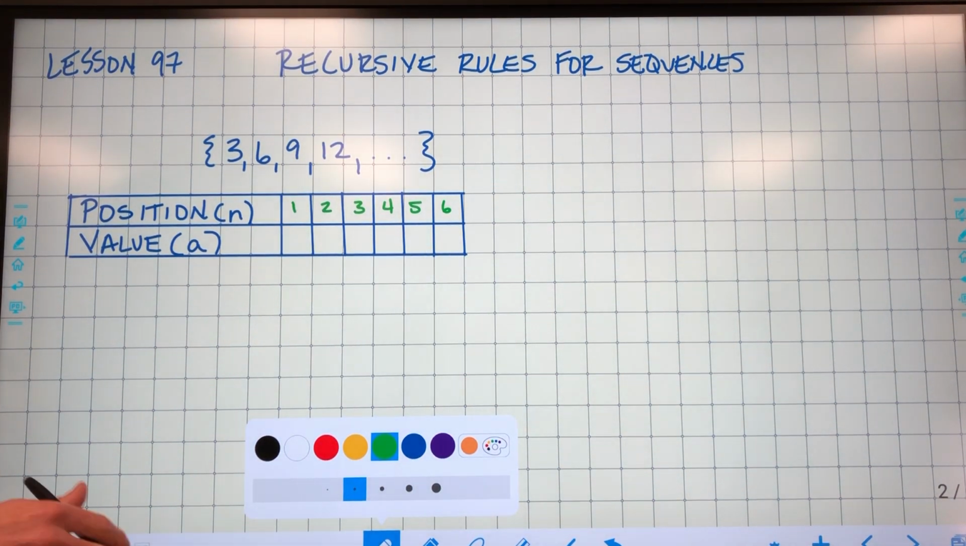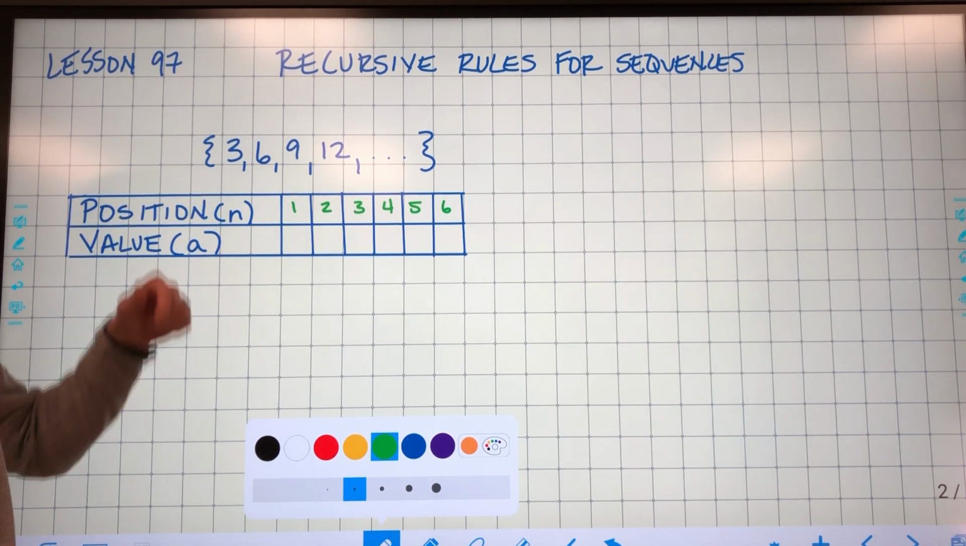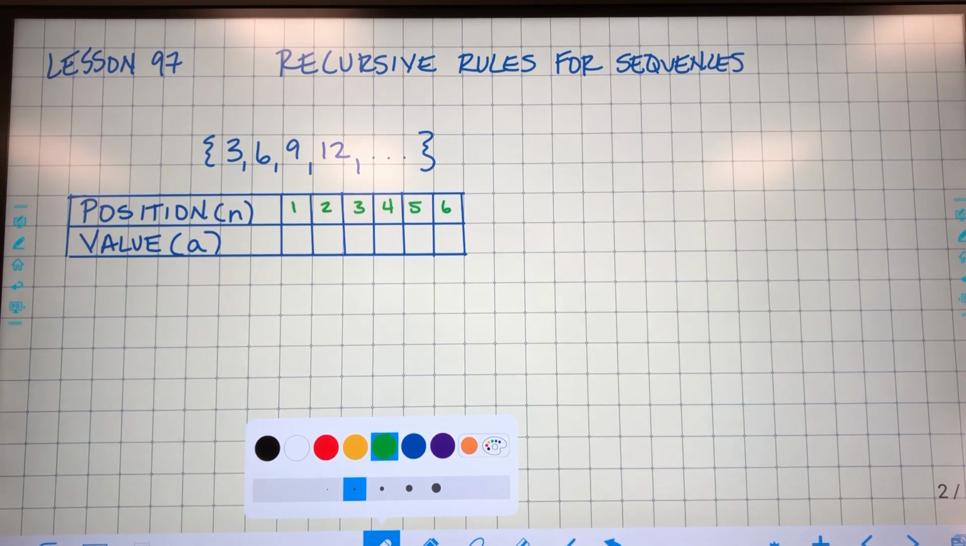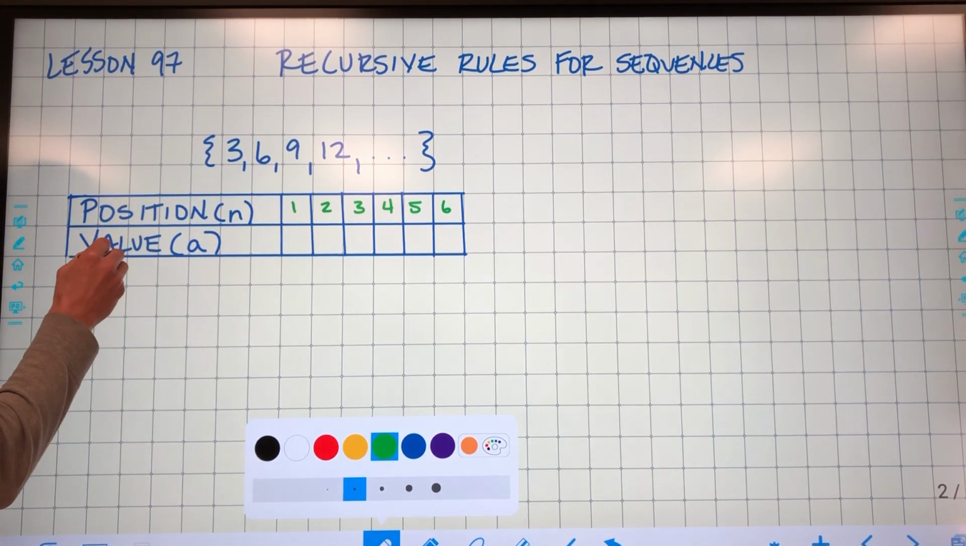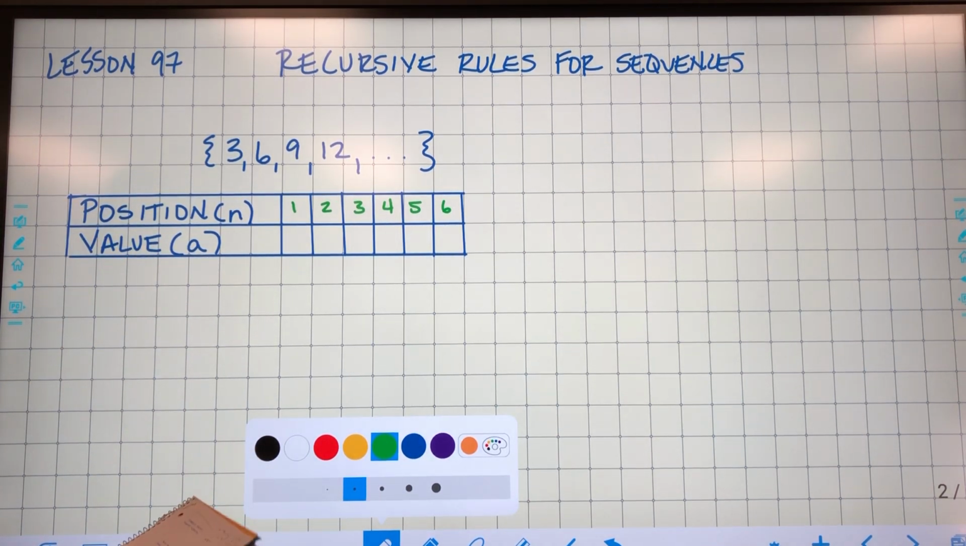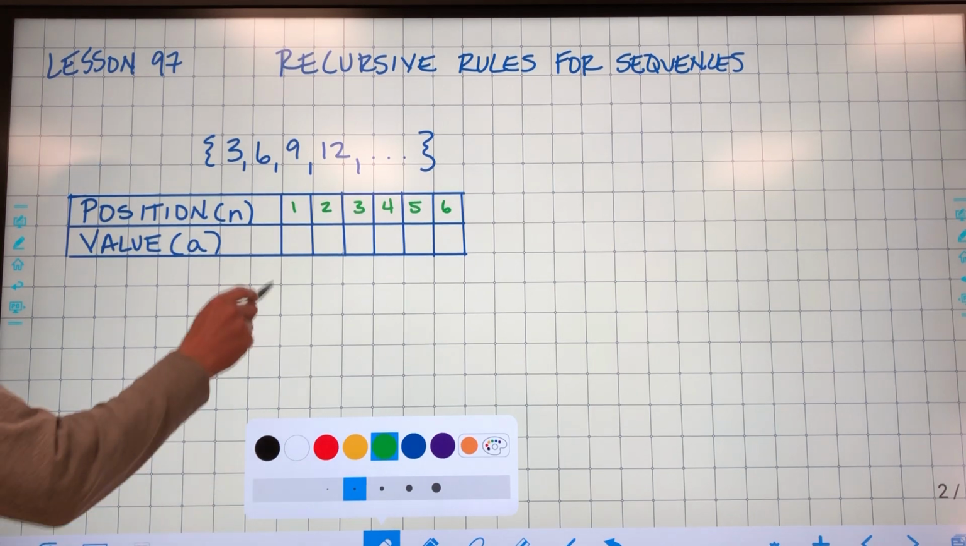So we'll start with a little review, and then we'll get into the new bit with the recursive part of today's lesson. So here we go. If I'm given the sequence 3, 6, 9, 12, then I know that I can fit that sequence into a table where I have a position and a value. And again, remember n is our variable, our symbol for position. A is our symbol or term for value. Okay, so here we go.